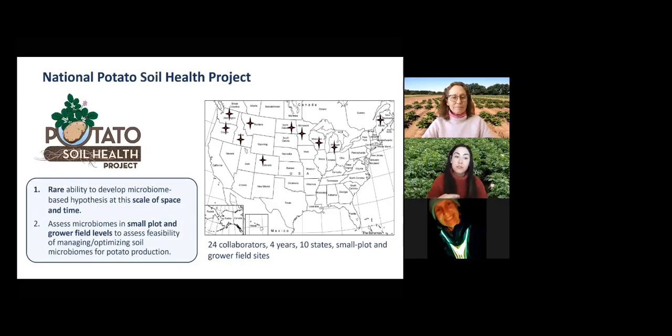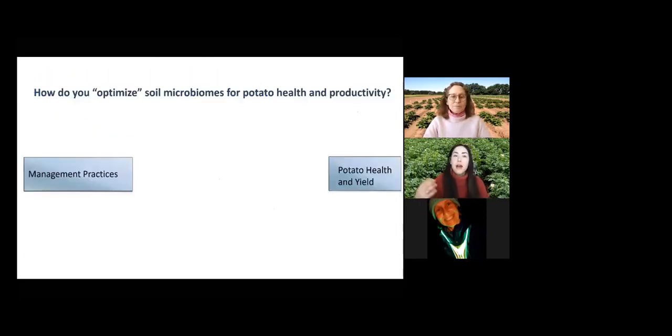And we're also able to do grower field trials at a fine scale to understand how a single microbial community varies within a given field, so that we understand if it's even feasible to manage microbiomes at a field level. So how do you go about optimizing a soil microbiome for potato health and productivity?